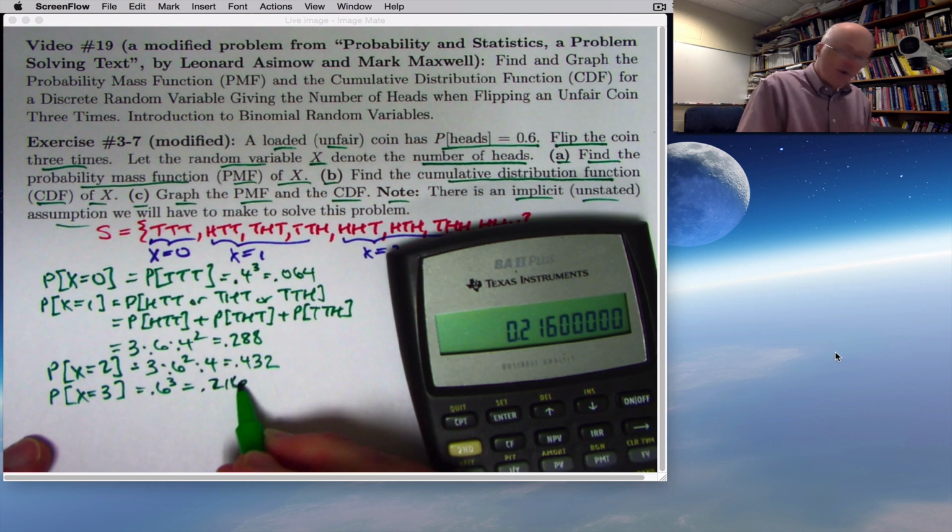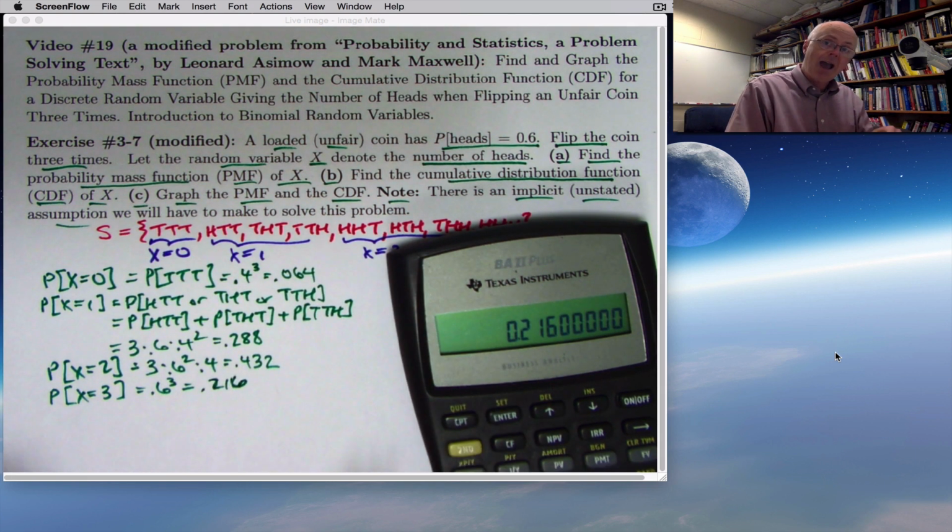Okay, now what you should do now is you should check this by adding these numbers and seeing if you get 1. If you don't get 1, then you did something wrong, unless you did some rounding.